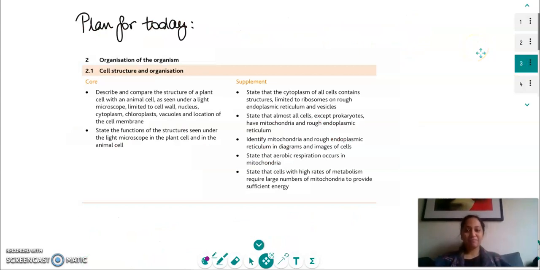So our plan for today is to look at organization of the organism. So we'll be focusing on cell structure. And this will mean basically focusing on the eukaryotic cells. We will look at how the plant cells and animal cells look under a light microscope, and the subcellular features, and what these subcellular features, or organelles as they're referred to, what is their role in the cell.